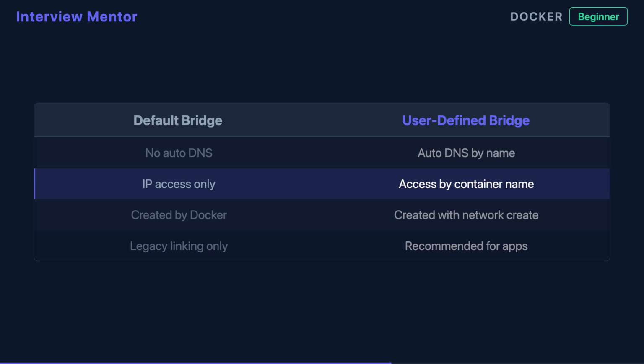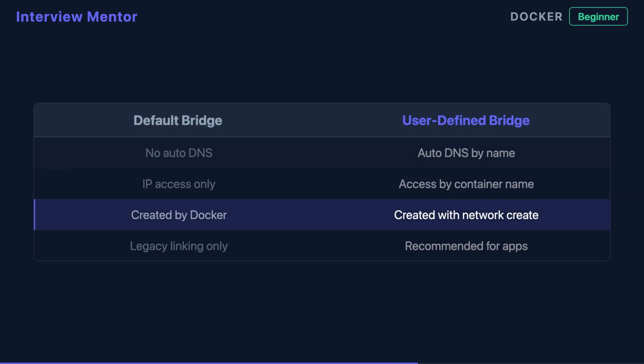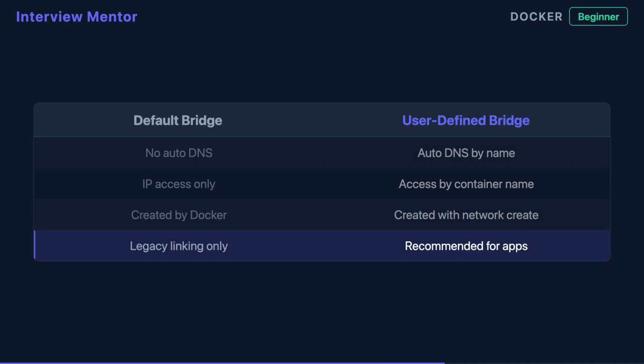container name. Beyond bridge, Docker supports other drivers. Host shares the host network stack directly. Overlay links containers across hosts in Swarm. None disables networking entirely, and macvlan assigns MAC addresses for direct LAN access.